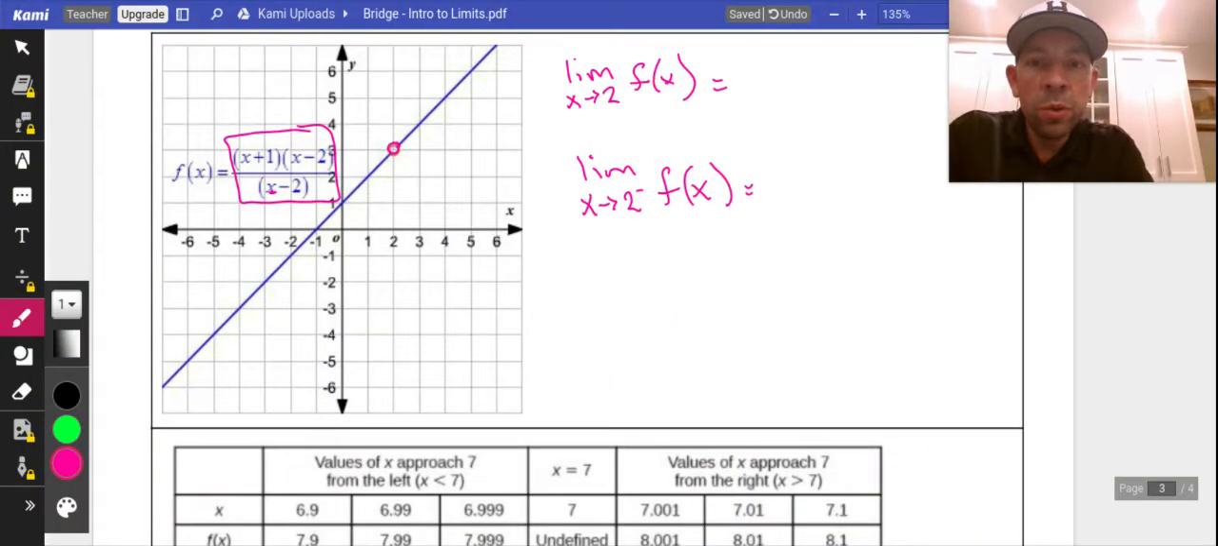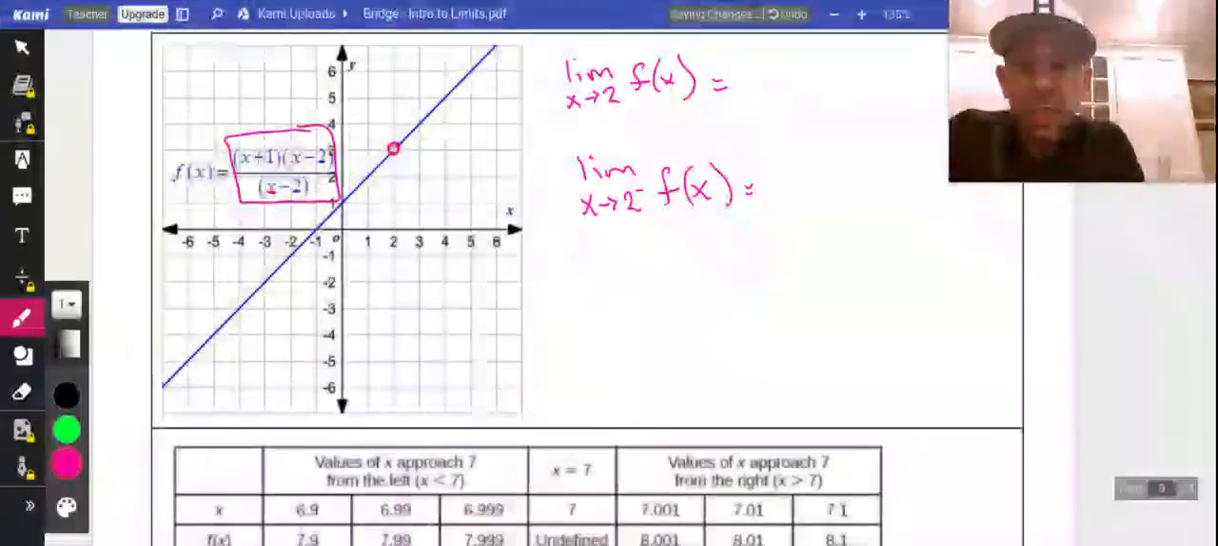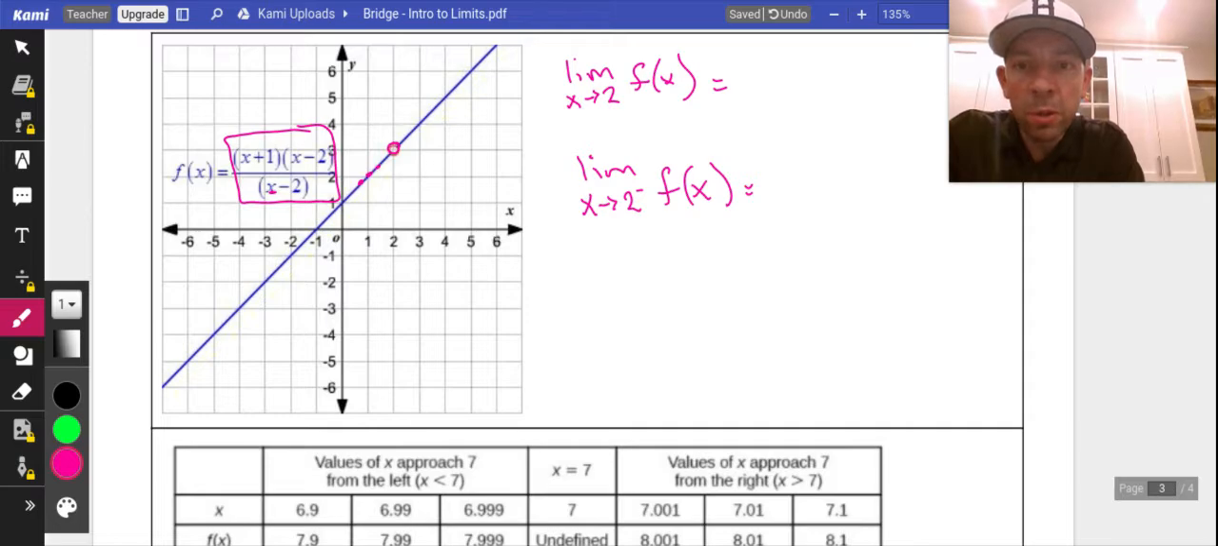And so what I'm going to do is I'm going to start just slightly to the left, and I'm going to walk myself a little closer, a little closer, a little closer. And as I'm walking and getting closer to the 2, the function's height is getting closer and closer to 3. So it doesn't matter whether this was open or closed. My answer is going to be 3 either way.